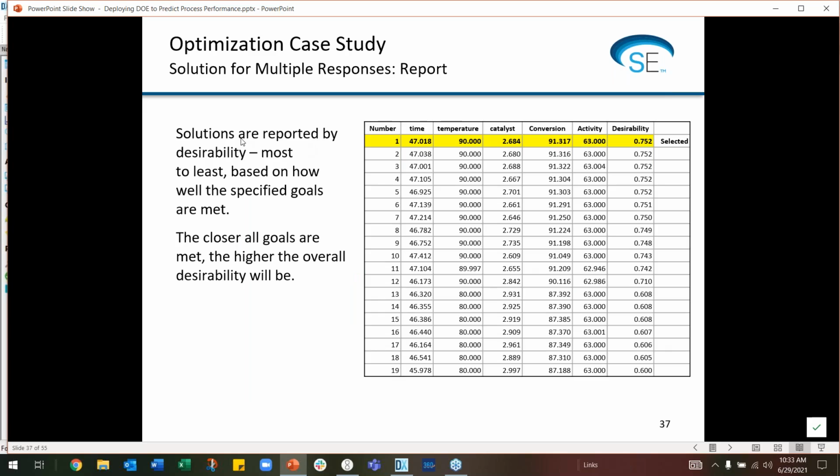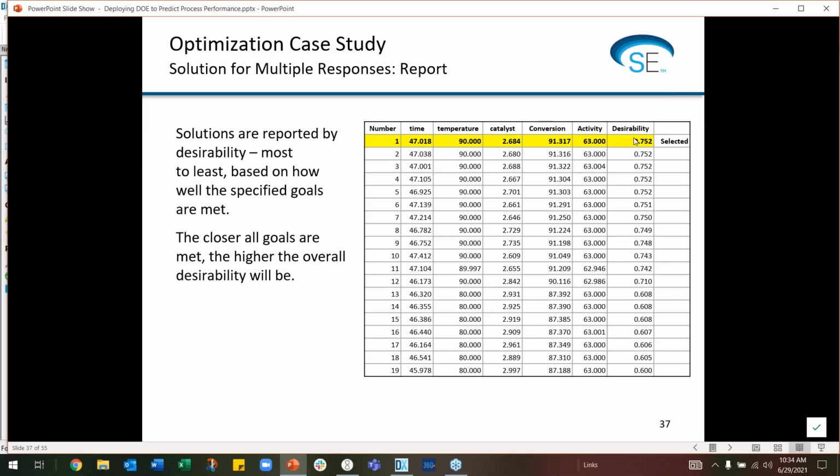On the report view, solutions are sorted by desirability. Desirability goes from most to least, and the higher the desirability, the closer all the goals have been met. So you can see that we get activity of 63, pretty much across everything. Conversion is 91 at the top, but goes down to 87 as you get to some lower desirability numbers.